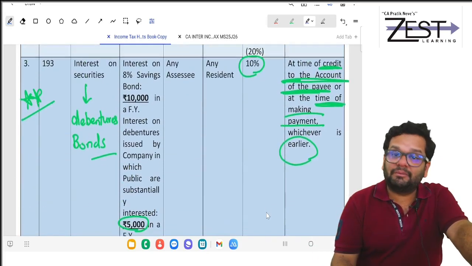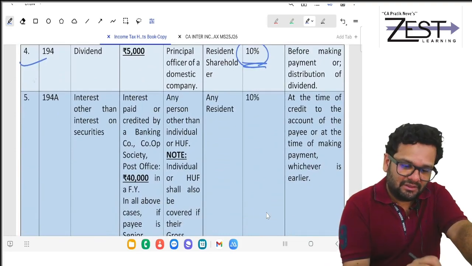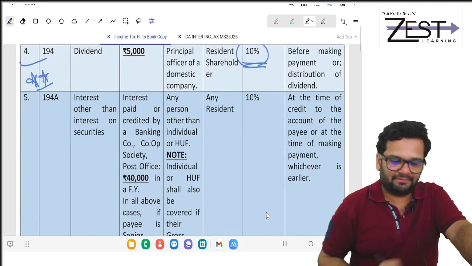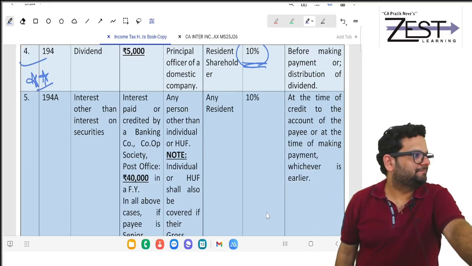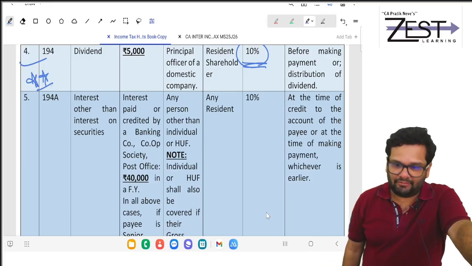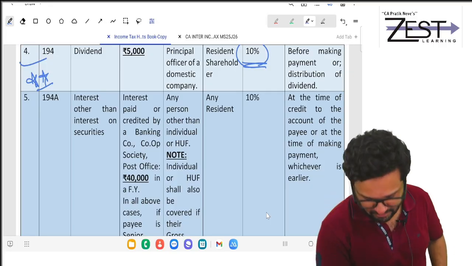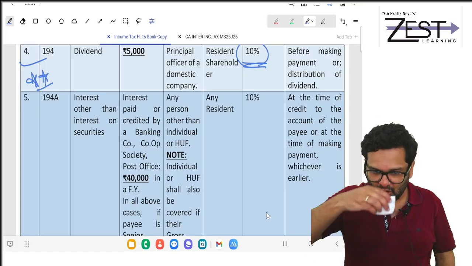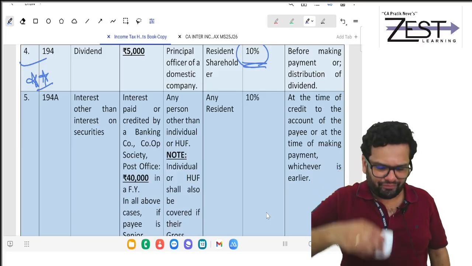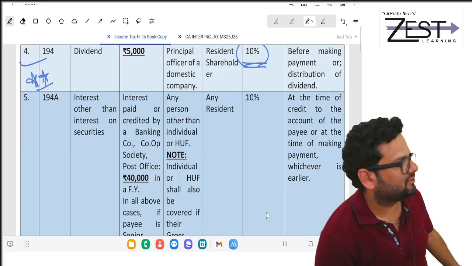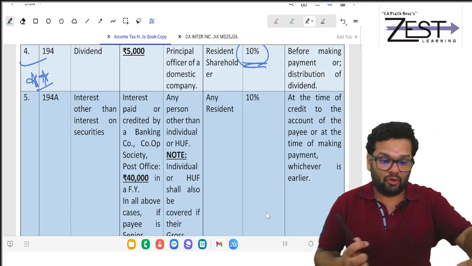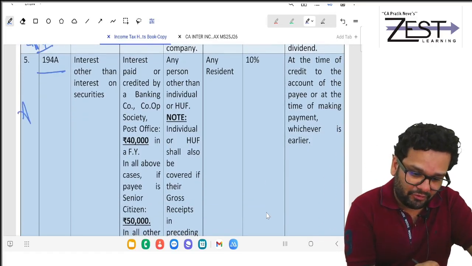Star. You remind me when I forget giving star. 2 stars is okay. Anyways, you're not copying this. No need. You have this. Going for 194A. 5 stars.